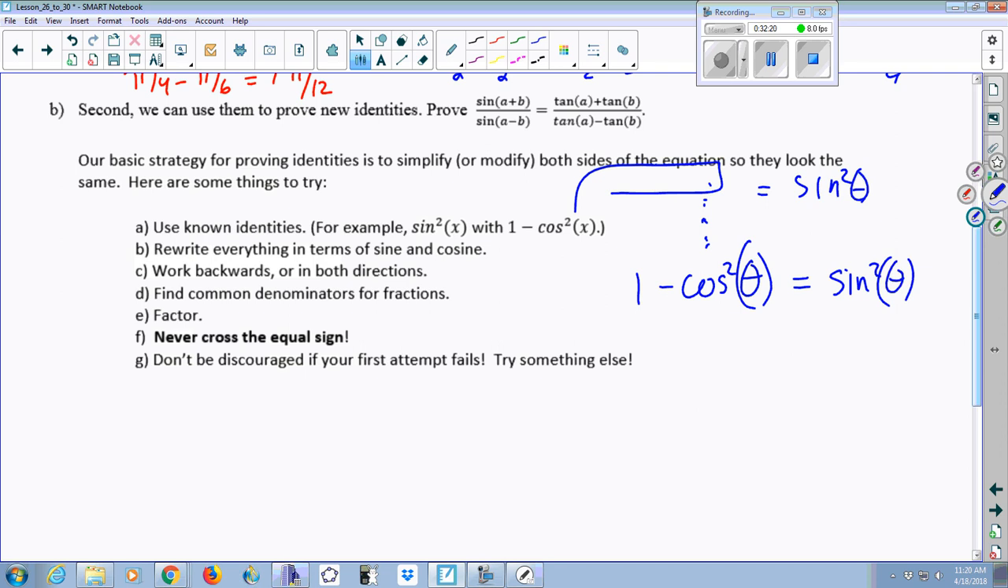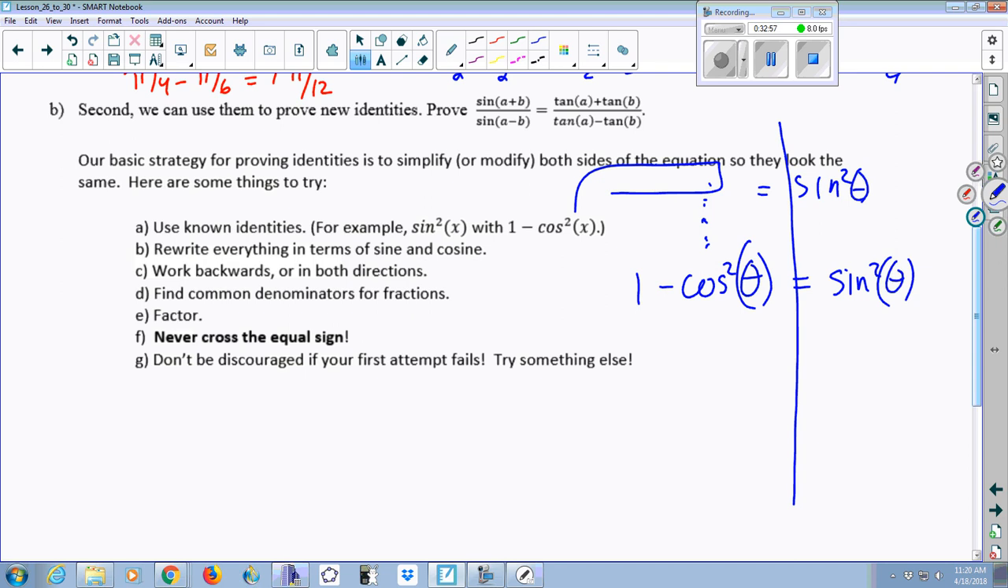A lot of you added cosine squared to both sides. You can't do that when you're trying to prove or verify an identity. You have to keep these sides totally separate, like separation of state and church in our government. You can never cross the equal sign. Never cross the equal sign, in bold. You can cheat and look from one side to the other to see if you're getting to where you want to go. You can manipulate each side, but you can never cross like you're solving an equation.